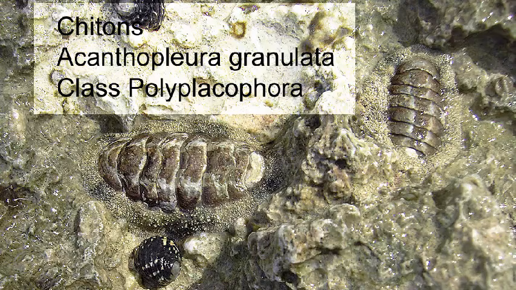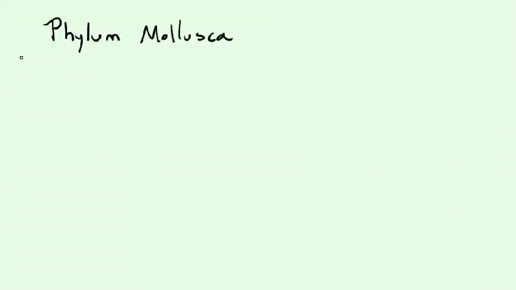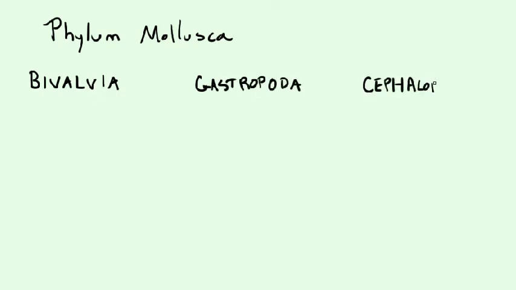But the vast majority of mollusks that you're likely to encounter will be in one of the three big classes: Bivalvia, clams, oysters, and mussels; Gastropoda, snails and slugs; and Cephalopoda, squids and octopuses.